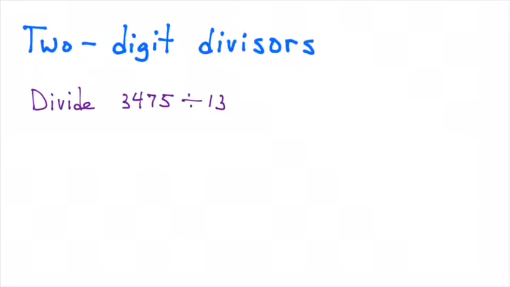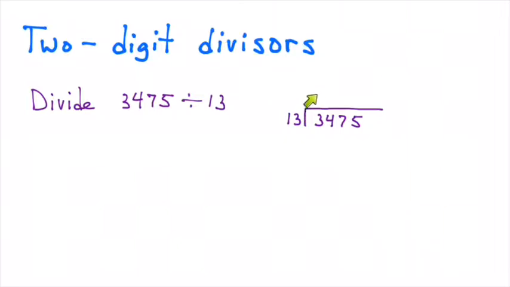So in this example, we're going to divide 3,475 divided by 13. And 13 is really not so big of a number that we can't do the multiplying in our heads. So I think this is a good place to start. So let's just see. The first thing we're going to need to say is, how many times will 13 go into 3? Well, it won't.